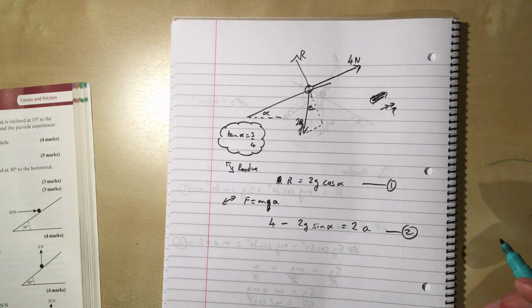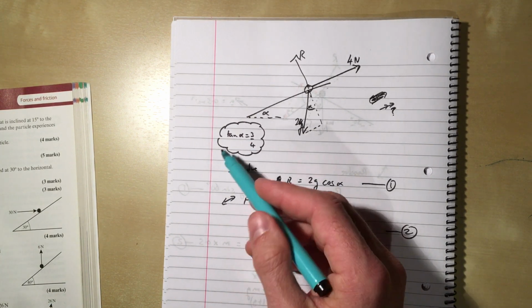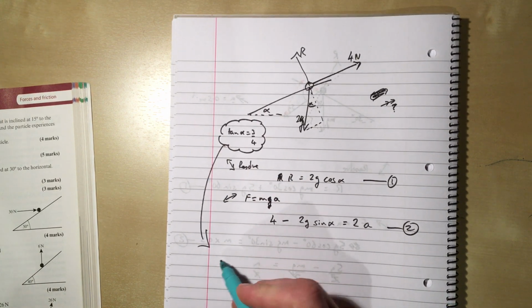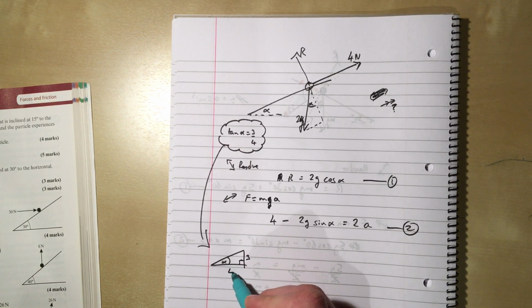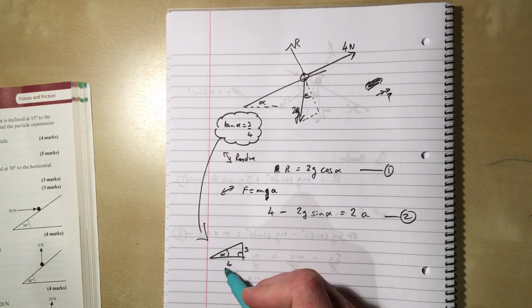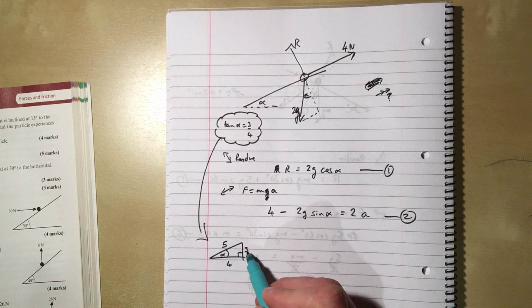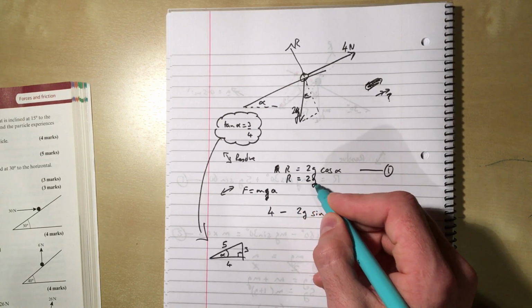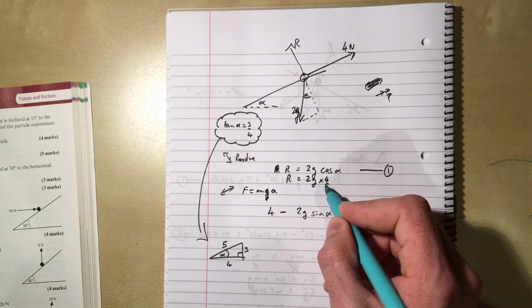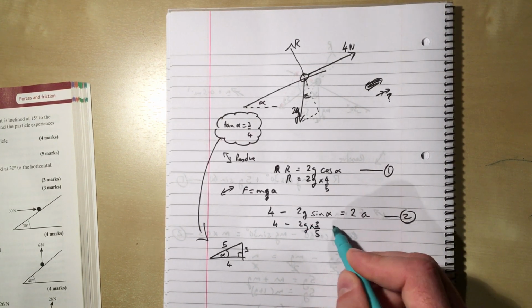Now, I could, of course, work out alpha as tan inverse of 3/4, and then I can find sine and cos. But in this case, it's often more helpful to do it like this. Look. Imagine an angle alpha. The tan is the opposite over the adjacent. So that side and that side are in the ratio 3:4. And then if we use Pythagoras' theorem, this must be a 3-4-5 triangle. So in that case, sine of alpha is 3/5, and cos of alpha is 4/5. So this is r equals 2g cos of alpha, so times 4/5. And 4 minus 2g sine of alpha is 3/5 equals 2a.